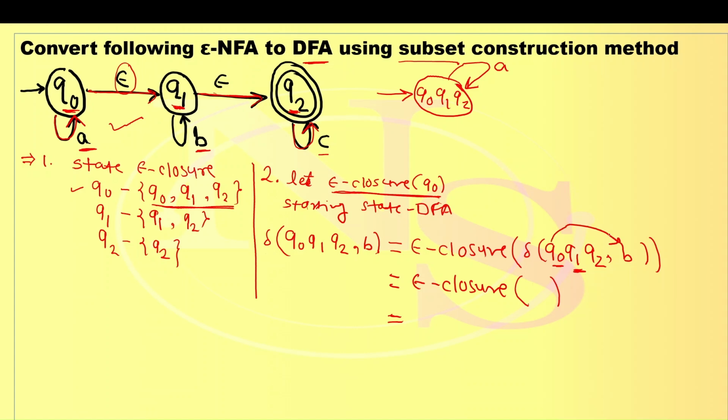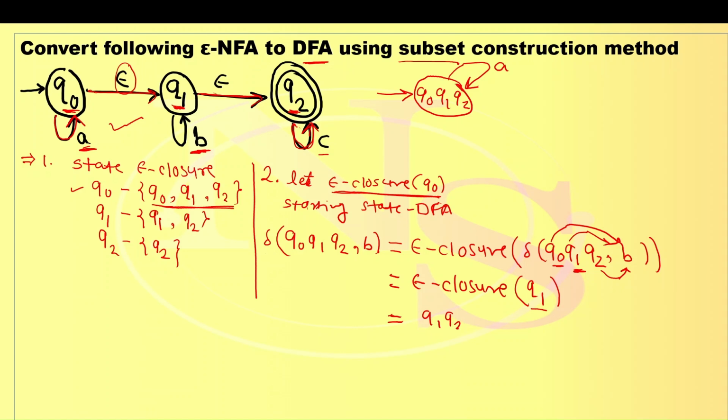Do we have a transition for B from Q0? No. Then Q1 reading B. Yes, it's going to Q1 itself. So write it down here, Q1. Q2 reading B, do we have a transition? No. Q2 doesn't have a transition for B. So epsilon closure of Q1, what is it? Q1, Q2. So write it down here: Q1, Q2.